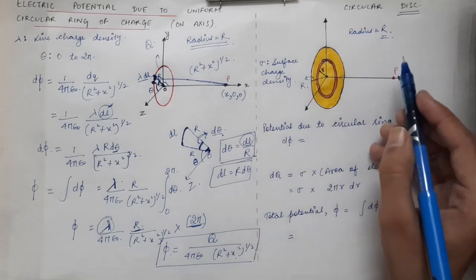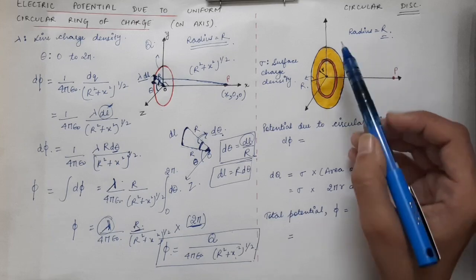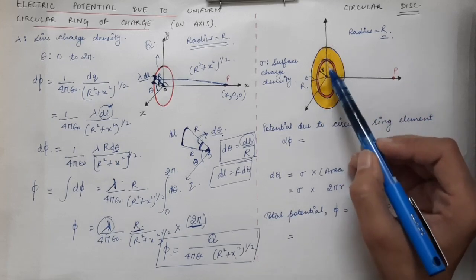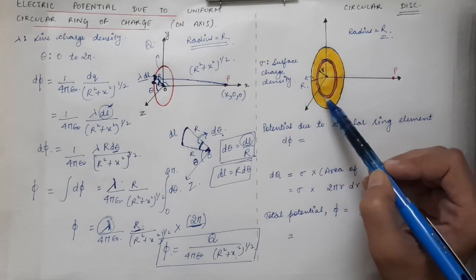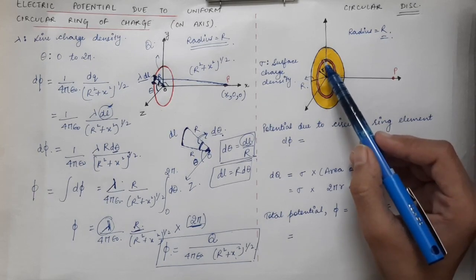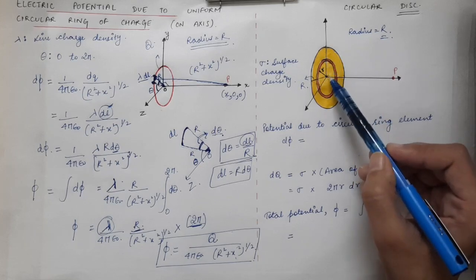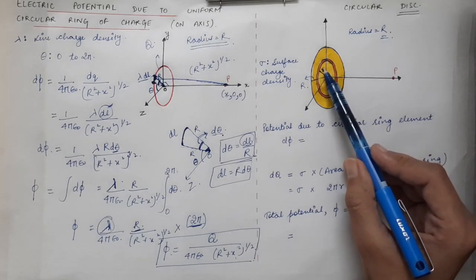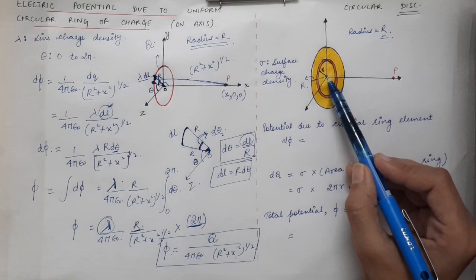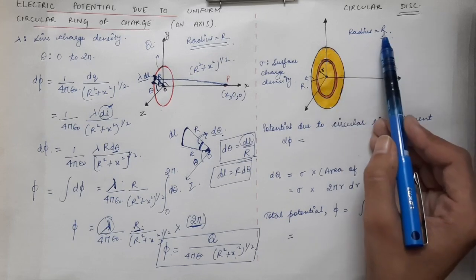Now what will be the procedure to find the electric potential at point P? First of all we have divided this circular disc into a large number of elementary rings. I have shown only one elementary ring at a particular instant. Similarly you can draw any number of elementary rings. The radius of those elementary rings will be different from this small r. The minimum radius of an elementary ring can be equal to 0, and the maximum radius can be equal to capital R.